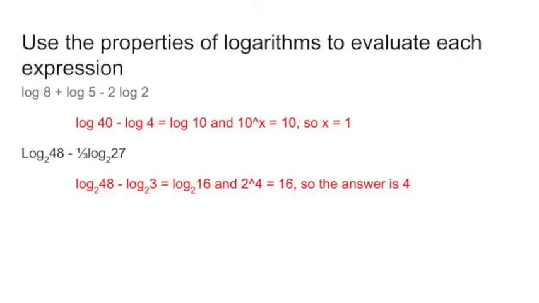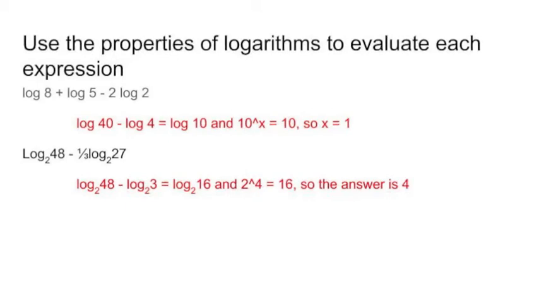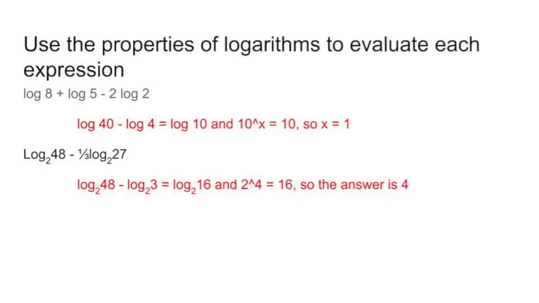Use our quotient property. 48 divided by 3 is 16. Log base 2 of 16. 2 to what power equals 16? It's 4. So log base 2 of 48 minus 1/3 log base 2 of 27 simplifies to 4.